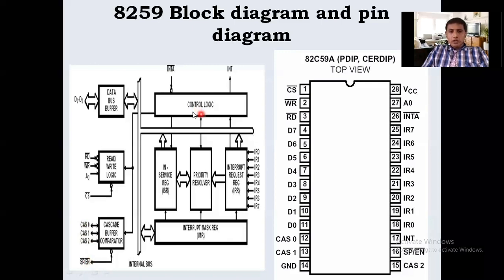Then the other is control logic. This is important. The control logic controls all interrupt request operations, deciding which interrupt request we need to provide the highest priority.